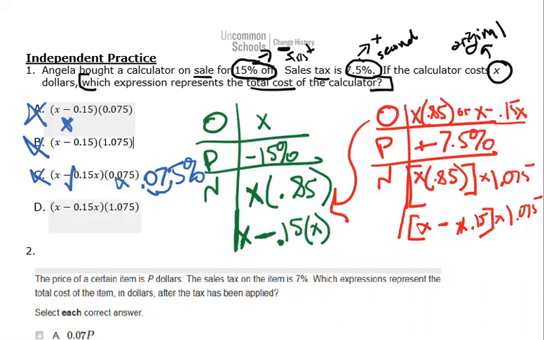Going on to D, I have x minus 0.15 of x. So that's x minus 15% of x, which is my sale price. Then when I get that, I multiply it by 1.075. So that represents the increase of 7.5% because I have my 1 right here. So D checks out, and D is my correct answer.